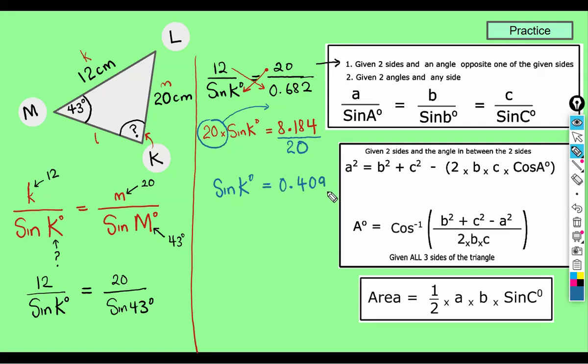0.409 to 3 decimal places. And I know some people have that because they sent this by mistake rather than the final answer, but we're not quite finished. Remember, we want to solve for K. So if you want to get K on one side, you throw a cross sign and you get what? Sine inverse 0.409.